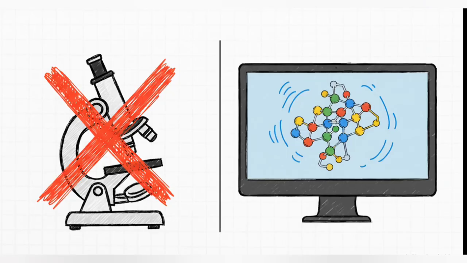You can't. Not with a normal microscope anyway. It's just too small and too fast. But what you can do, and this is where it gets mind-blowing, is build a perfect digital replica of that molecule. Then you use the fundamental laws of physics to hit play and watch it go, frame by frame, femtosecond by femtosecond. And that is molecular dynamics, or MD for short.